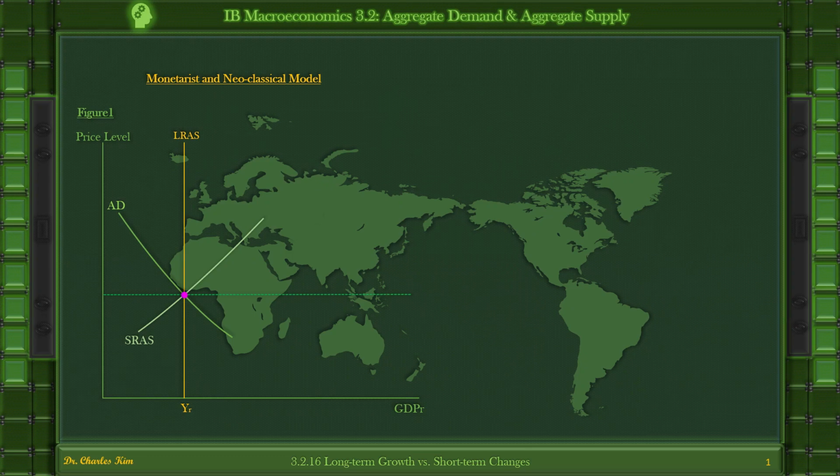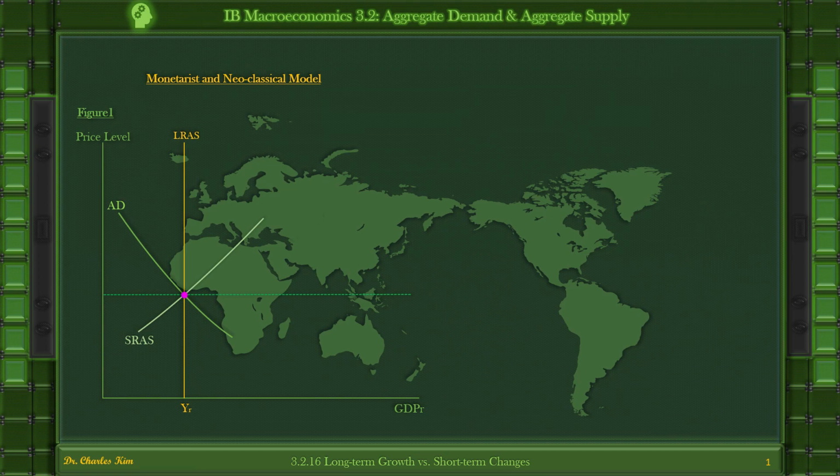Now let's look at long-term economic growth under the monetarist and neoclassical models. Figure 1 depicts how macroeconomic equilibrium evolves over time as potential output increases. Over long periods of time, most economies see favorable economic growth.